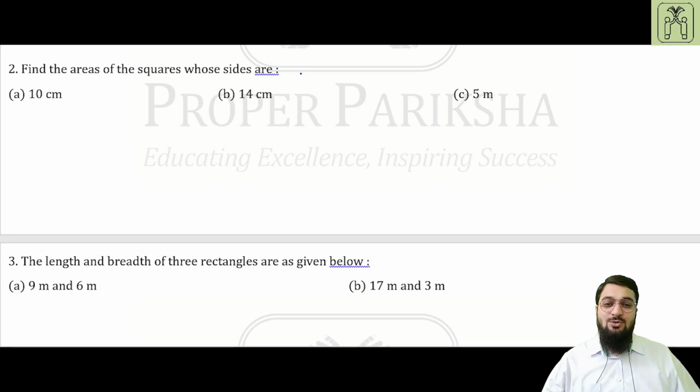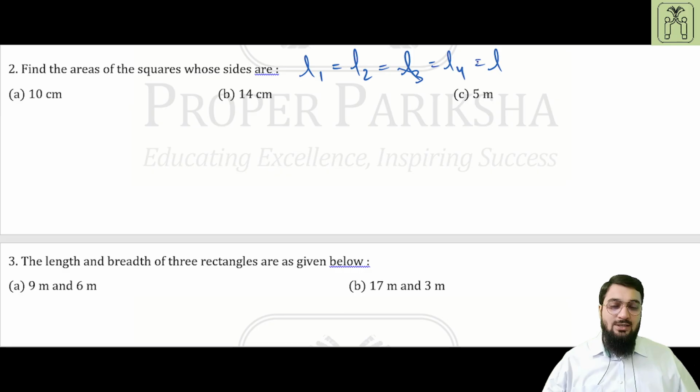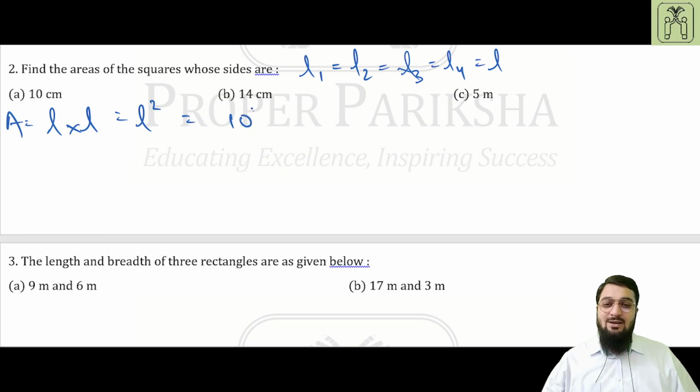As you know that in a square, L1, L2, L3, L4 are all equal to L. That is, all the adjacent sides of the square are equal to each other. That is why square is called the special case of rectangle, in which not only the opposite sides are equal, but the adjacent sides are also equal. Therefore, L is given, so L into L is the area of a square. So we can write L square, that is 10 square. That will give us 100 centimeter square as the answer for A.